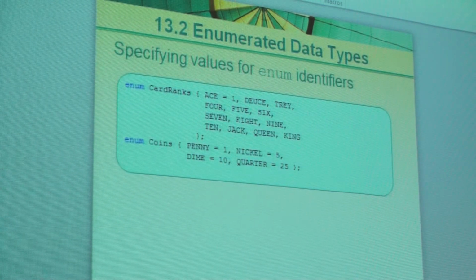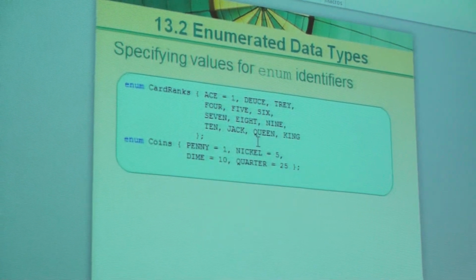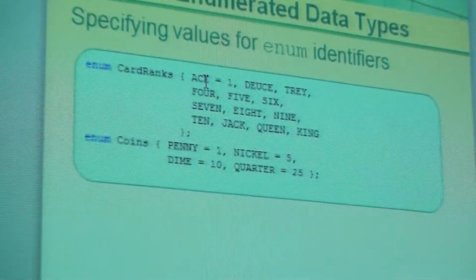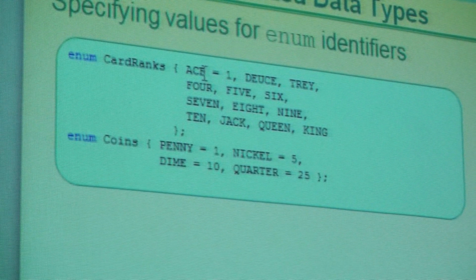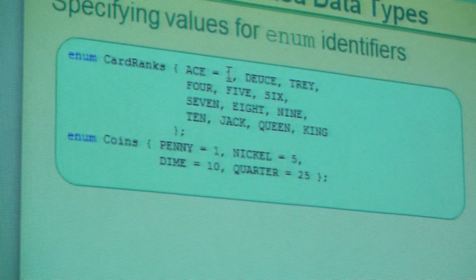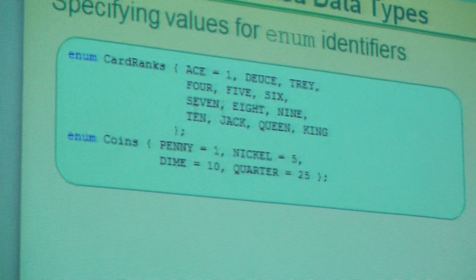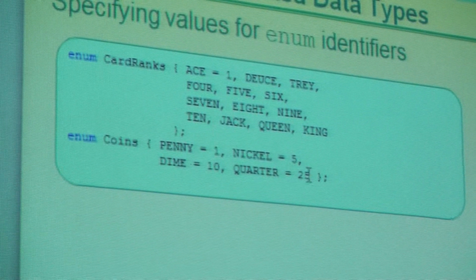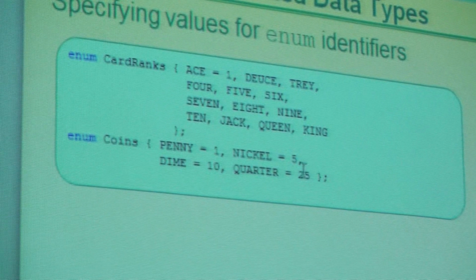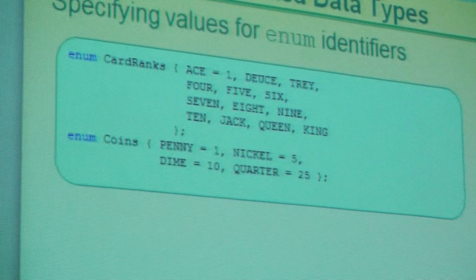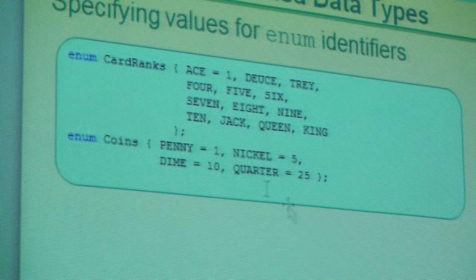We can restart and specify different enum associations. So here, ACE, instead of defaulting to 0, we set to 1. So what do you suppose deuce is? 2, and tray is 3. Over here, we can enumerate all of them. Penny is 1, nickel is 5, dime is 10, quarter 25. We can specify each and every one of them if we like, or take them by resetting the starting point or the midpoint value, whatever it might be.